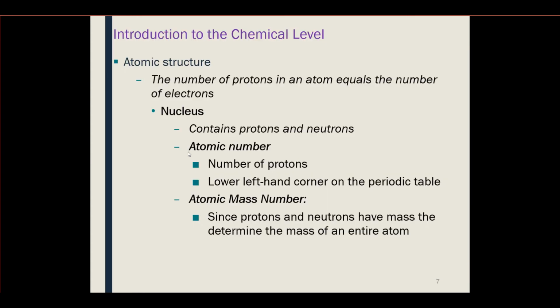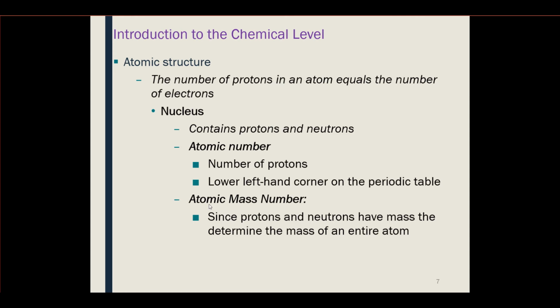So the atomic number, again, you're going to find it in the lower left-hand corner. And what does it indicate to you? The number of protons. And like I said up here, the number of protons in an atom equals the number of electrons. So it's giving you two things, the number of protons and the number of electrons.